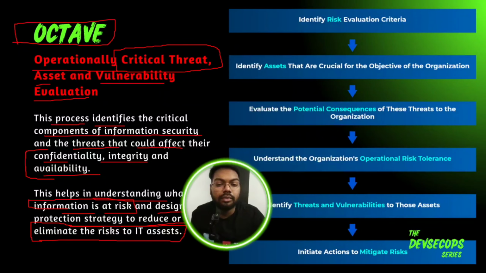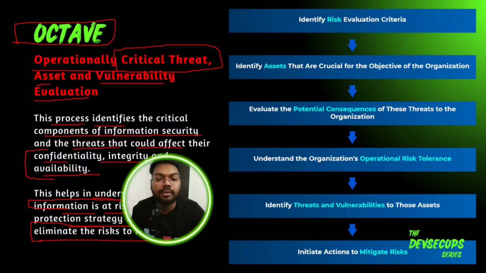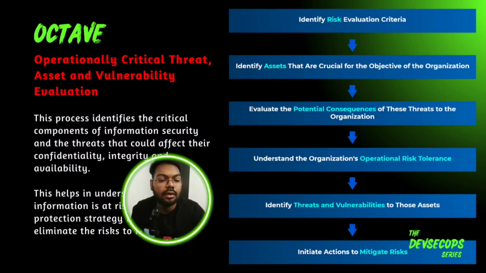So these are the different methods or the steps that you can see over here. Let me just erase this. Okay, great. So identify risk evaluation criteria, then identify assets that are crucial for objective in the organization. Evaluate the potential consequences of these threats. We need to know what would happen once these threats are exploited. Then understand the organization's operational risk tolerance.